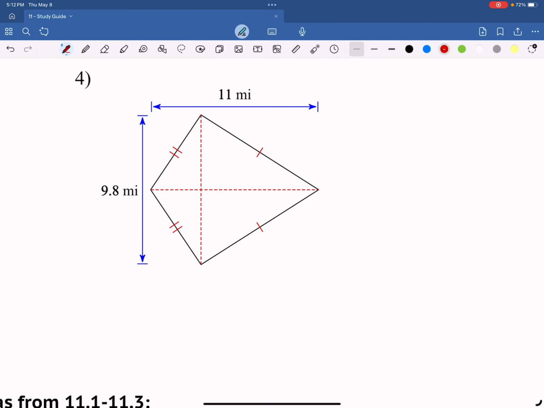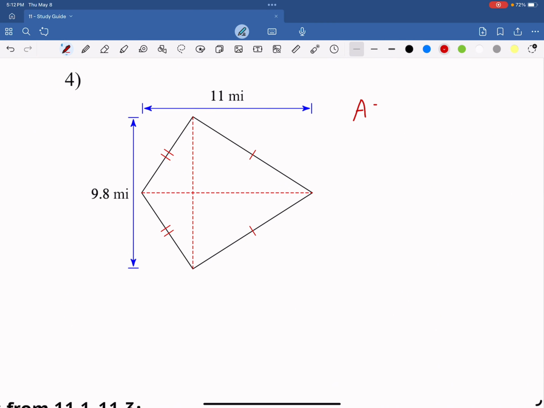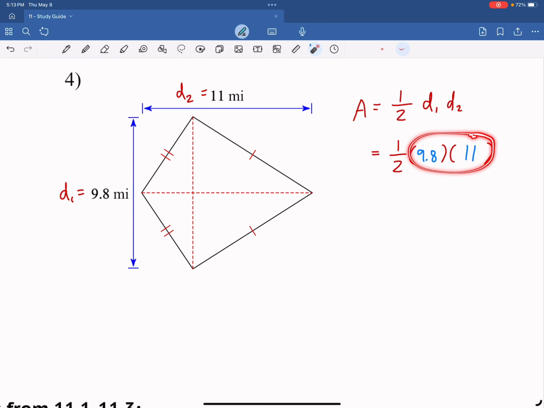Take this example. This is a kite. I'm not going to scroll back down, but the formula for the area of a kite is basically half of the two diagonals multiplied with one another. And so it doesn't matter which one you call diagonal 1, diagonal 2, but these two are the values. Well, that's just 1/2 times 9.8 and 11.